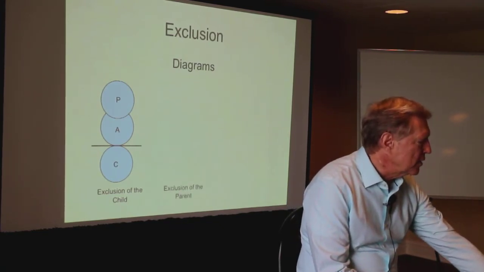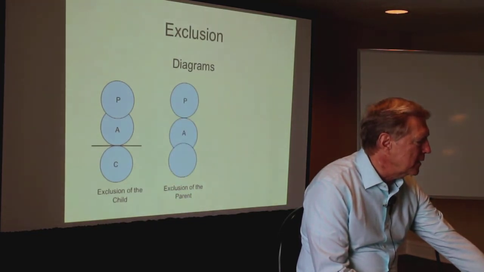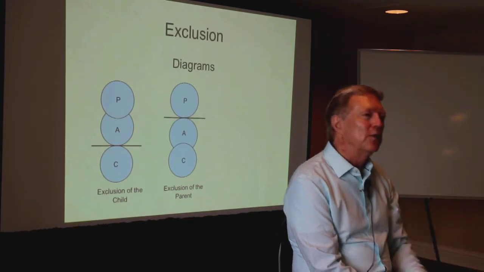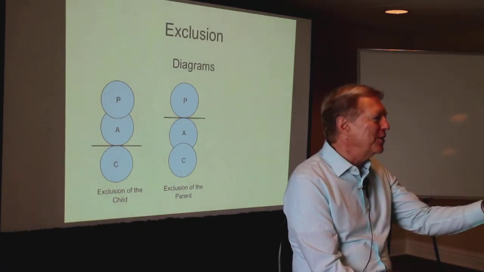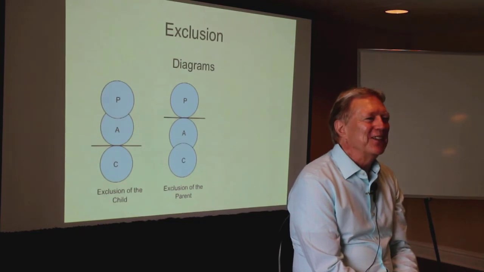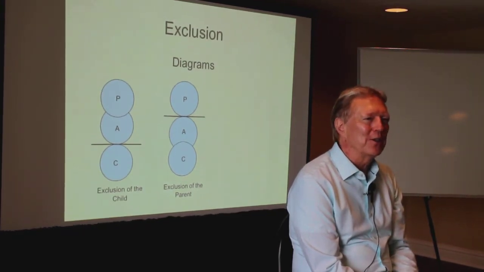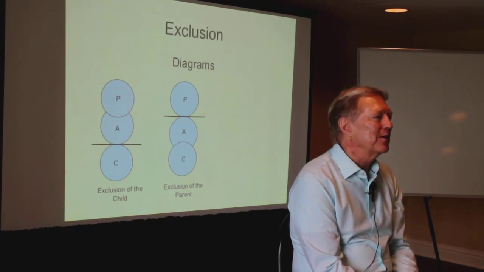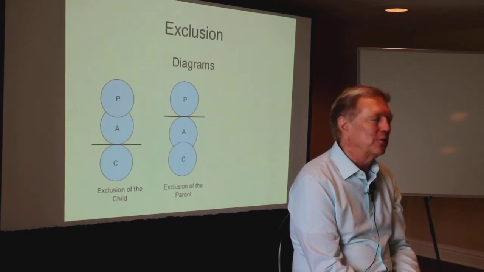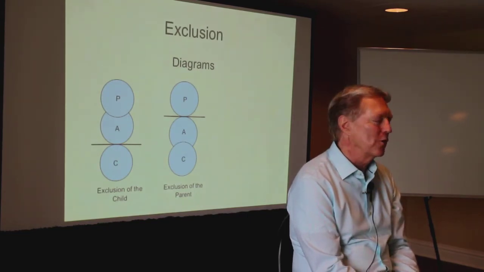You can also have exclusion of the parent, where the child contaminates the adult and convinces the adult that what we need to do is just get rid of the parent. Then we can do what we want. And that's going to have consequences in the long run, because we need our parent to set appropriate limits and operate according to appropriate values and so forth.